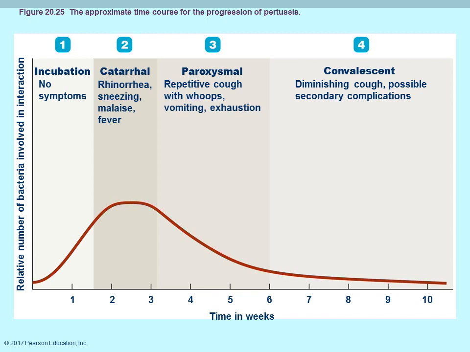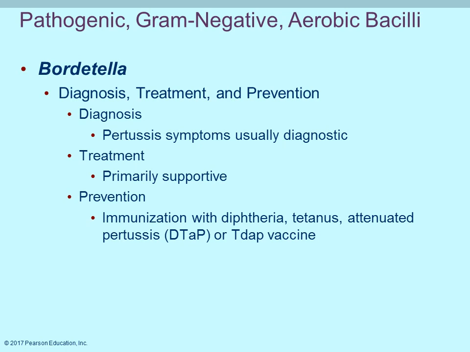And then finally you enter into the convalescent stage, where you're finally starting to feel a little better. You think you're on the road to recovery. You need to be careful in this time period, the convalescent period, of not picking up a secondary infection. Your body is worn out from fighting this first infection. How do you diagnose pertussis? Usually it's by symptoms. It has a classic cough to it. How do you treat it? It's usually supportive. Prevention, like I said, there is the vaccination. Usually you have diphtheria, tetanus, and pertussis.